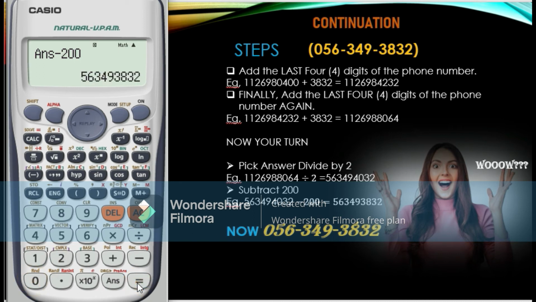Remember, the 0 will not come because in the calculator the 0 is not a digit, it's an empty digit. You don't have to put it. So we have the number as 0563493832, exactly what we are looking for. And then you have gotten it.